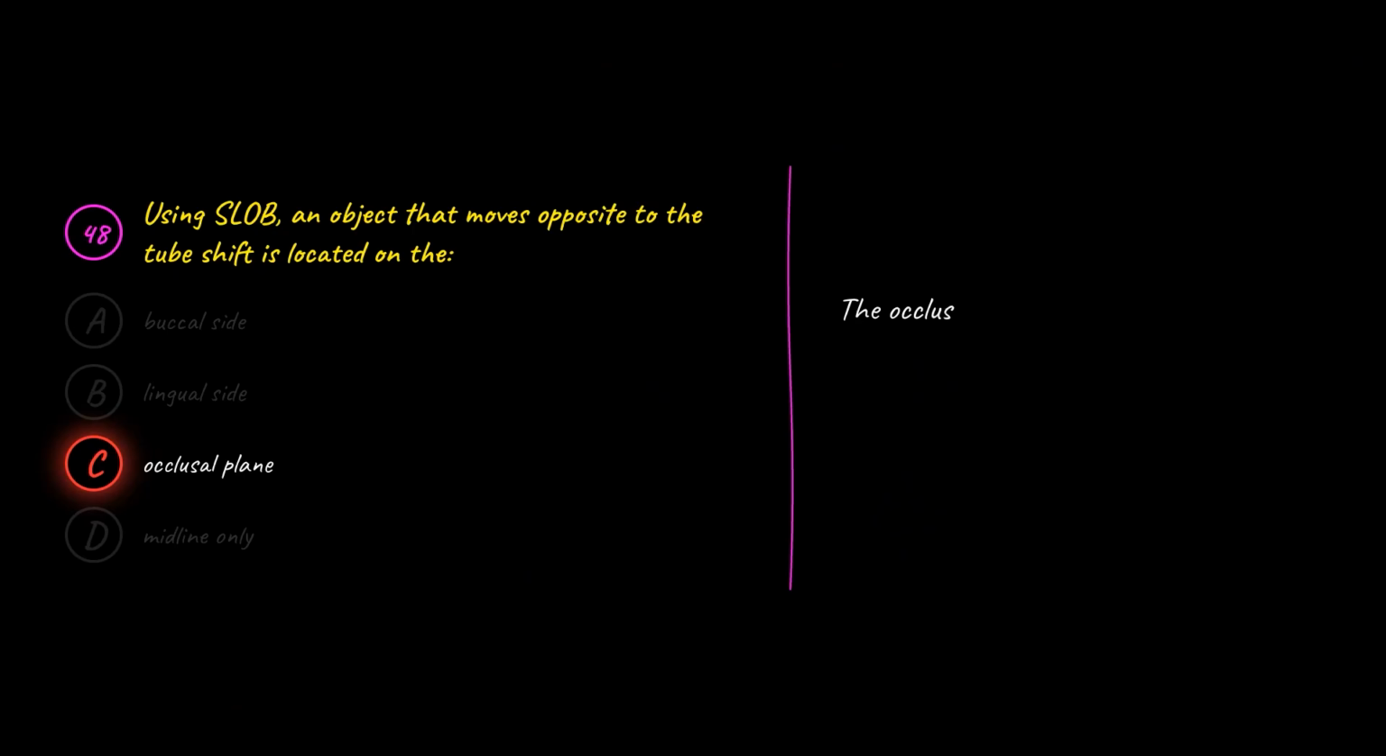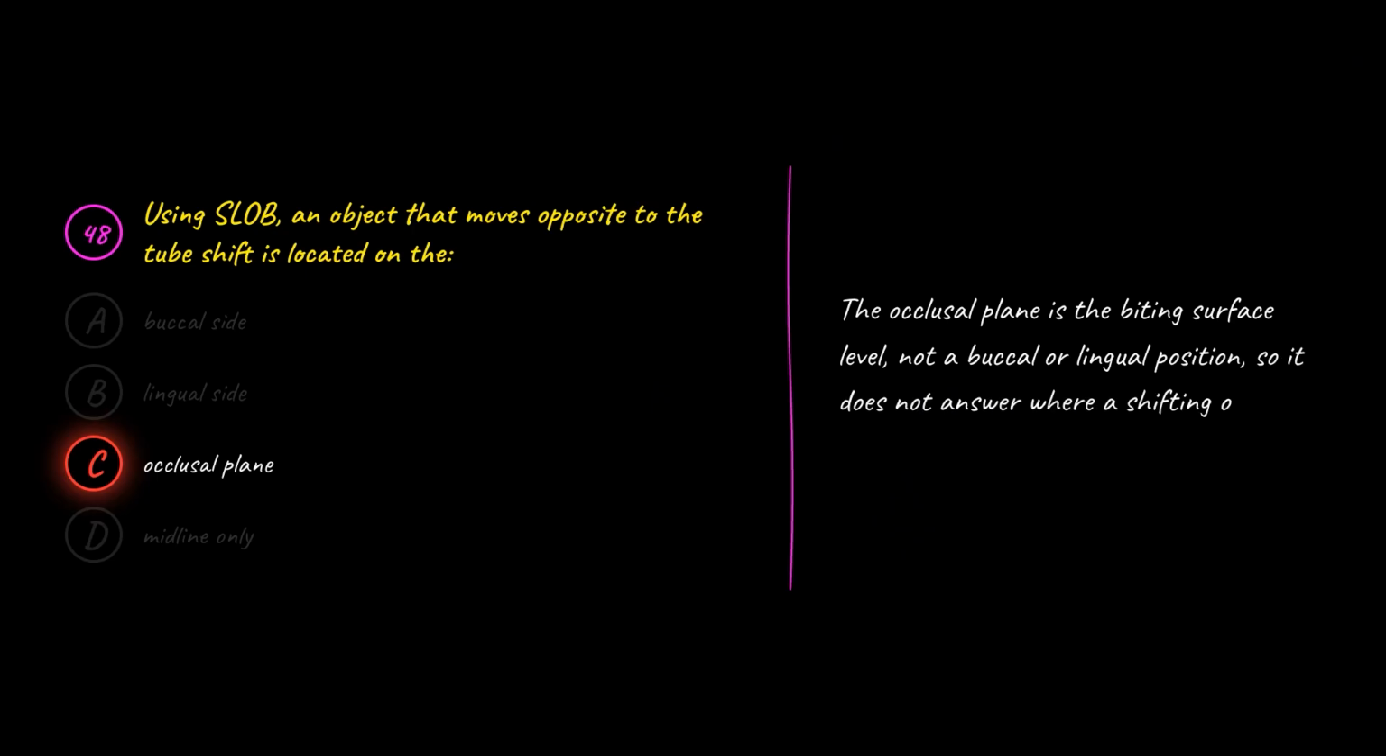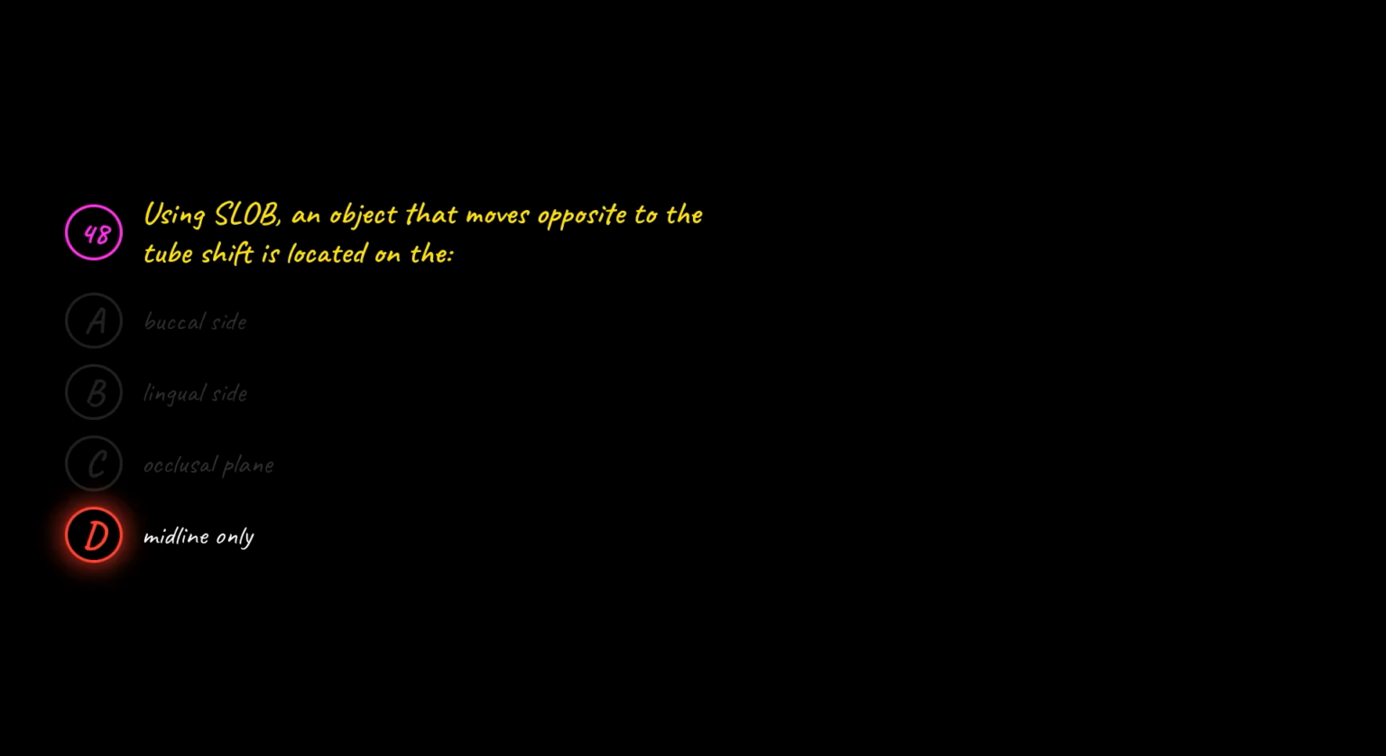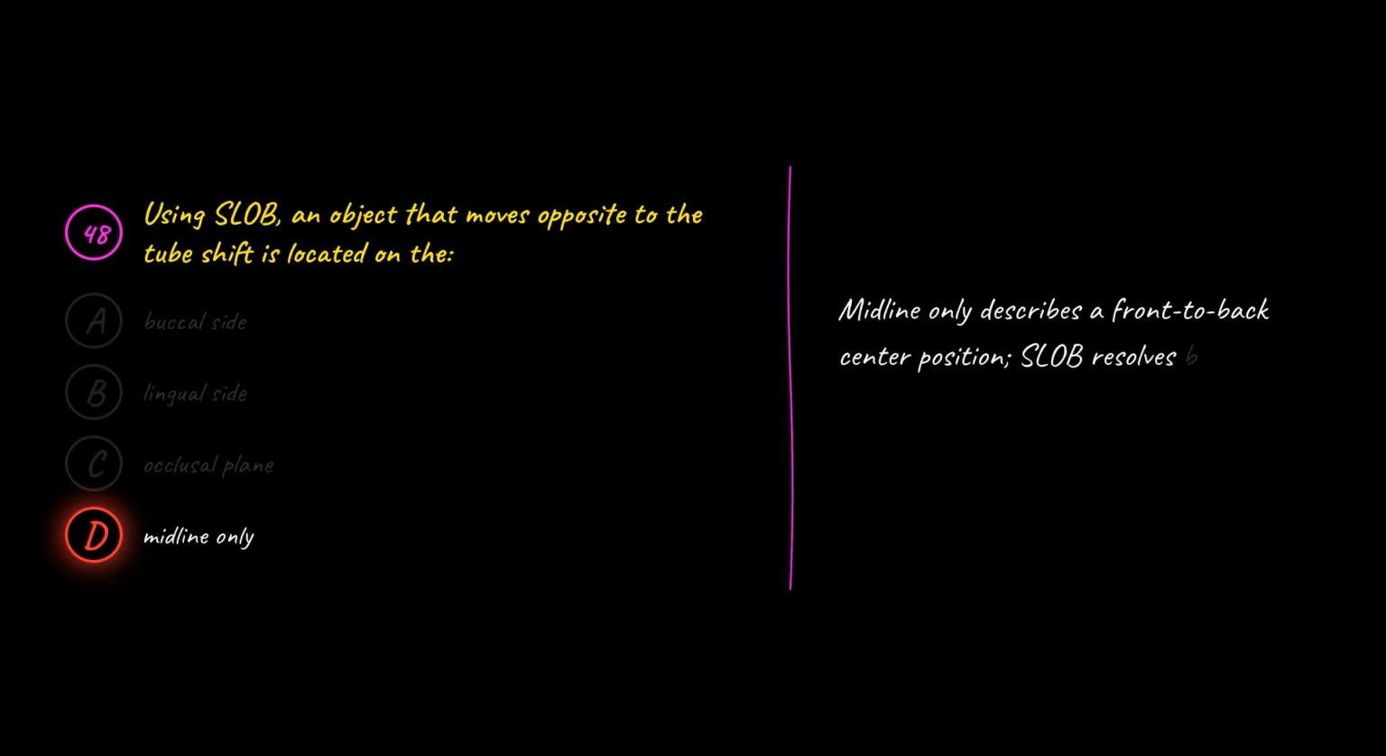C is wrong because the occlusal plane is the biting surface level, not a buccal or lingual position. So it does not answer where a shifting object lies side to side. D is wrong because midline only describes a front to back center position. SLOB resolves buccal versus lingual location, so the midline is not what the rule determines here.